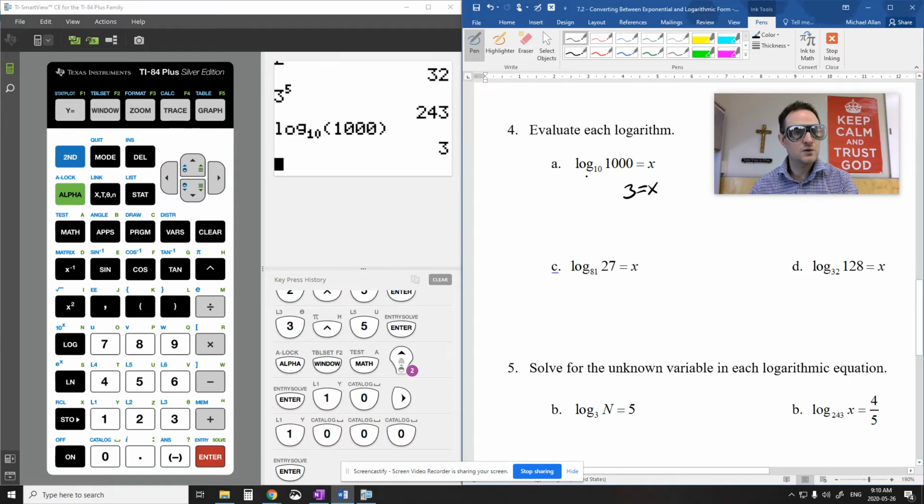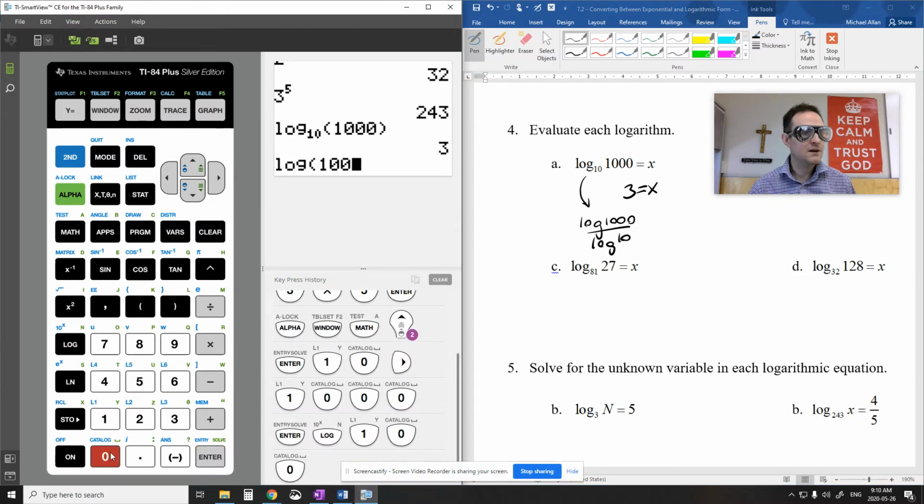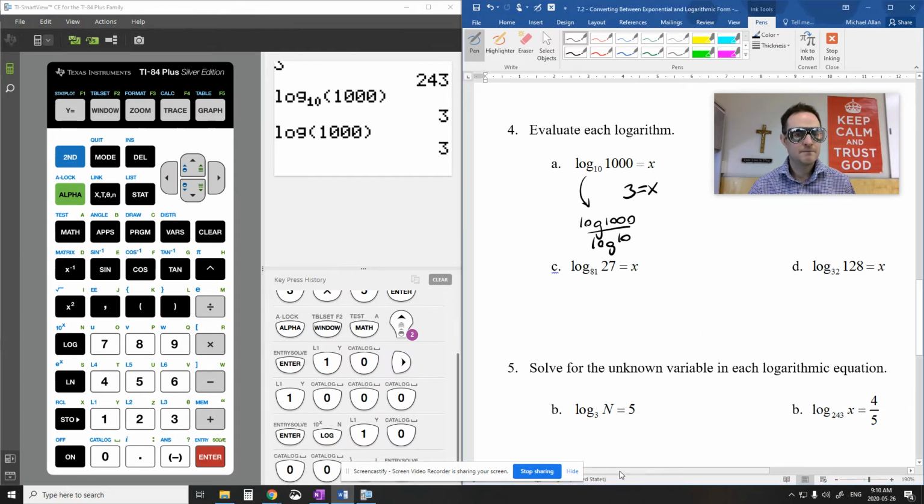If you can't do that, you could do it this way, where you go log 1,000 divided by log 10. What's a log base 10 anyway? I could have just gone log 1,000, because it's base 10. If I don't write a base there, that's automatically base 10. So that should be 3 as well.